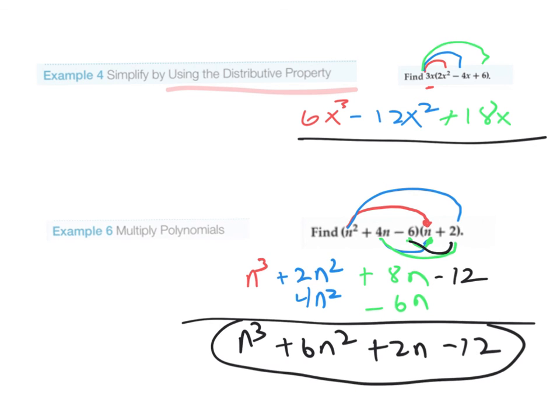So all I did was distribute, but I distributed everything on the left-hand side by multiplying by everything on the right-hand side. And that completes the multiplication of polynomials.